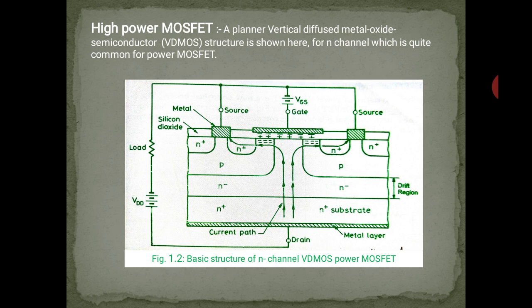The constructional detail of a high power MOSFET is shown in this figure. A planar vertical diffused metal oxide semiconductor structure for N channel, which is quite common for power MOSFETs. On an N+ substrate, a high resistivity N- layer is epitaxially grown. The thickness of the N- layer determines the voltage blocking capability of the device.